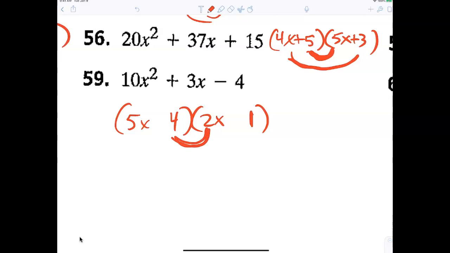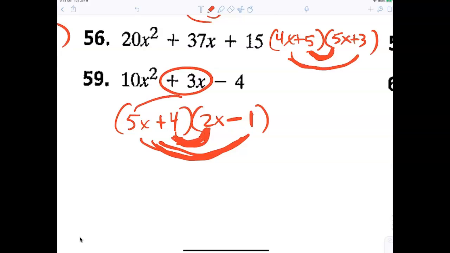How much is this? How much is this? So I can make 3 if my 8 is positive, and my 5 is what? And double check. 8 minus 5 is 3. 5x times 2x is 10x squared. 4 times negative 1 is negative 4.